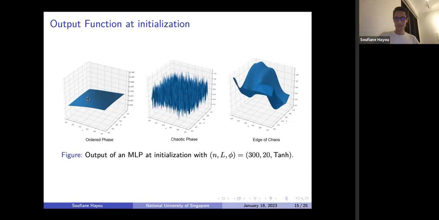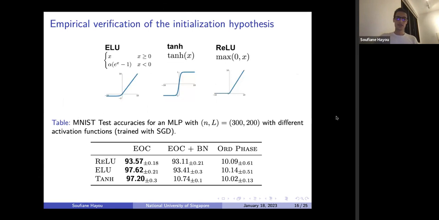If you initialize on the ordered phase, you get this constant output. If you initialize on the chaotic phase, you get this almost-everywhere discontinuous kind of network output. And if you initialize on the edge of chaos, you get this nice shape, right? Okay. So now let us see if this works in practice. This is an empirical verification of this initialization hypothesis that basically tells us you should initialize on the edge of chaos if you consider a deep neural network. Okay. Here I'm just showing the results for MNIST, but we have other results for different data sets.